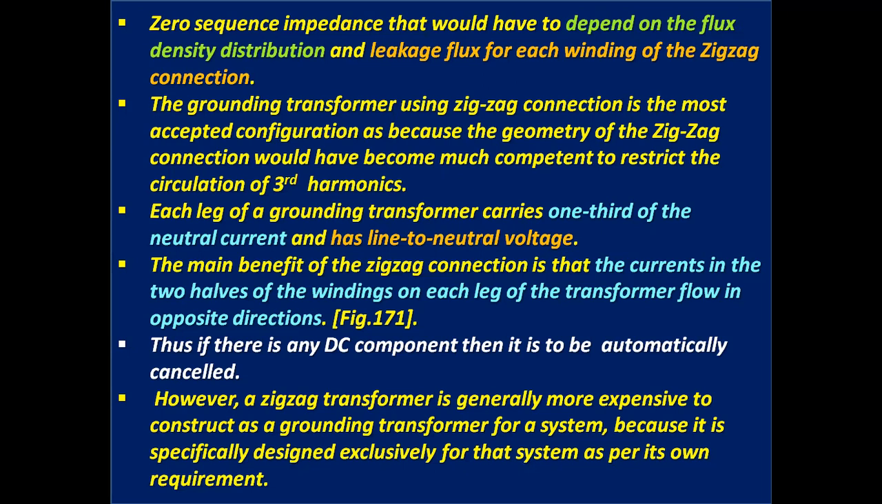Each leg of a grounding transformer carries 1/3 of the neutral current and has line to neutral voltage. The main benefit of the zigzag connection is that the currents in the two halves of the windings on each leg of the transformer flow in opposite directions, figure 171. Thus, if there is any DC component, then it is automatically cancelled.